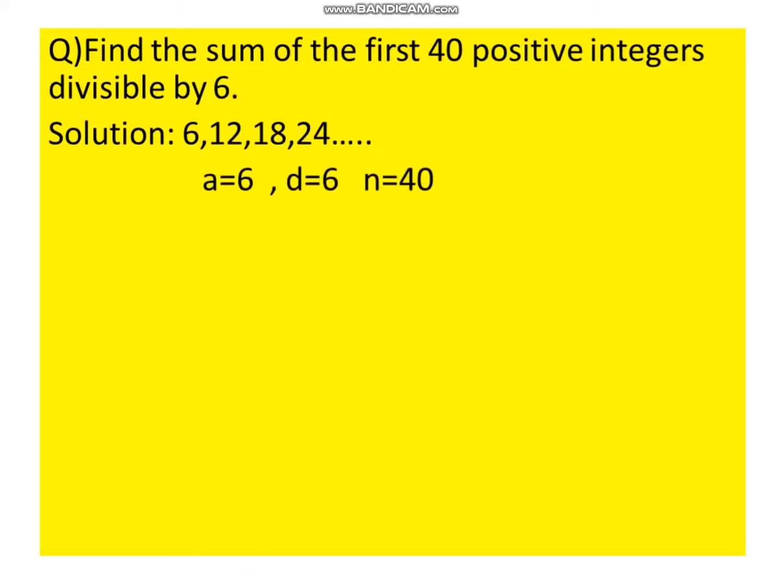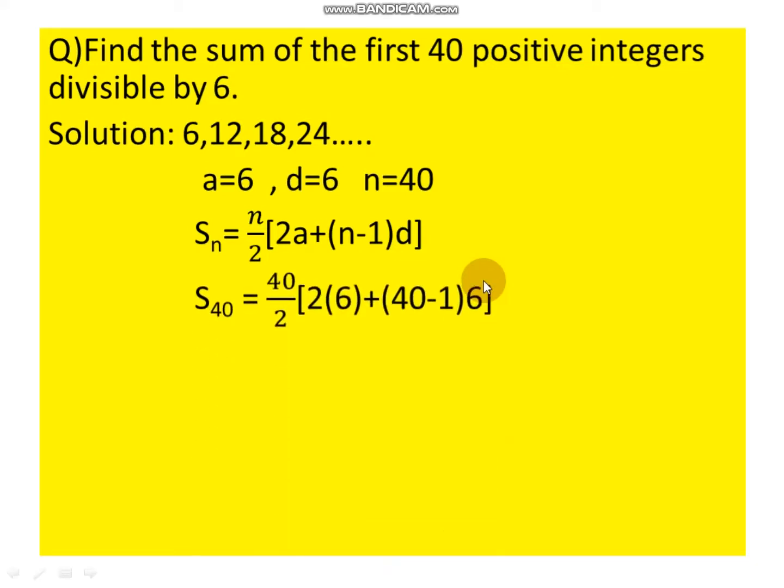So here in this arithmetic progression the value of a is 6 and the common difference is 12 minus 6, which is 6, and we have to find the sum up to 40 terms. So Sn is equal to n by 2 into 2a plus n minus 1 into d is the formula to find the sum of n terms of an arithmetic progression. Let us write this formula and substitute the values.